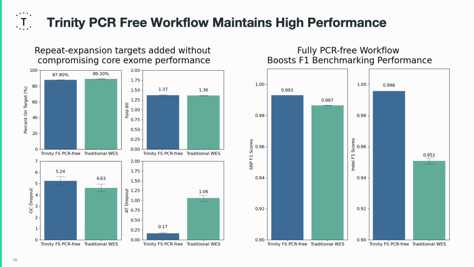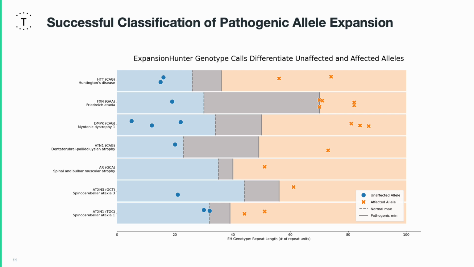Importantly, we found that our modified protocol and repeat expansion probes did not compromise performance. Results were nearly identical to a standard exome on the Avidity in terms of on-target rate, uniformity, and dropout. Even more exciting, we observed improved variant recall, particularly for indels, when compared against Genome in a Bottle benchmarks. This suggests the workflow may offer better sensitivity in challenging regions and help reduce allele bias while maintaining overall exome quality. The key question, of course, was whether we could actually detect repeat expansions and classify them as pathogenic.